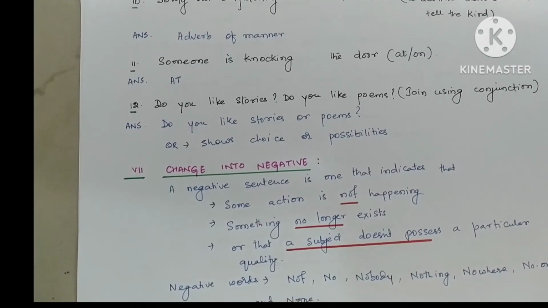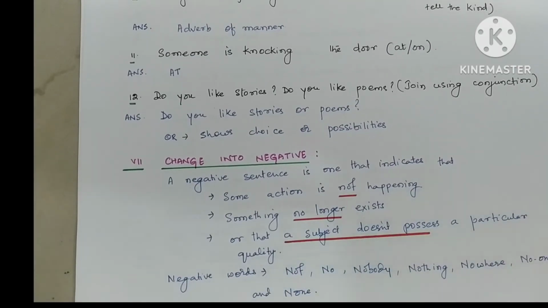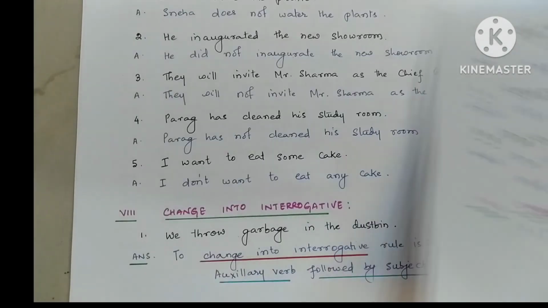Now number 7, change into negative. Before that, let us understand what is a negative sentence. A negative sentence is one that indicates that some action is not happening, something no longer exists, or that a subject does not possess a particular quality. Certain negative words are not, no, nobody, nothing, nowhere, none, and no one.